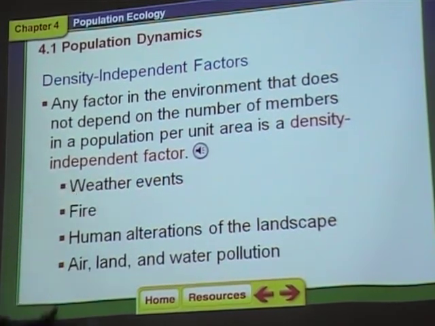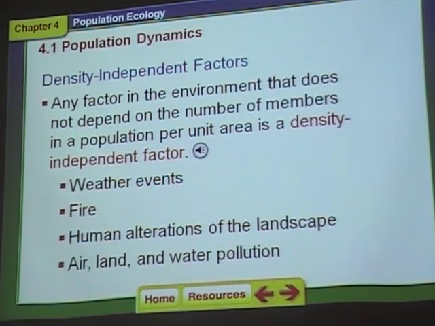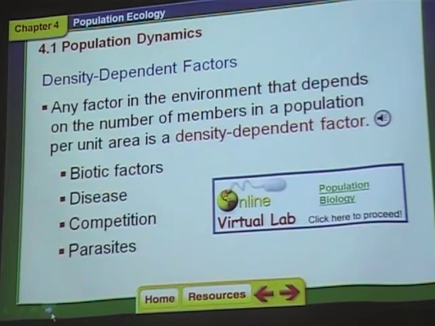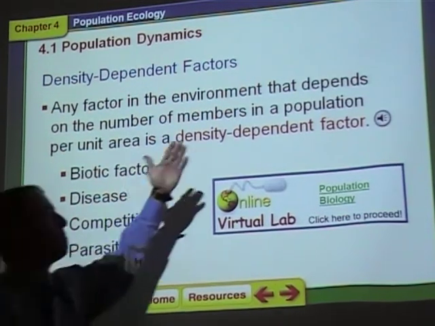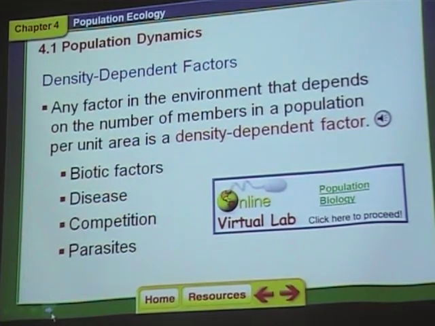Weather events like flooding, human alterations of the landscape, coming in and building a Walmart, pollution. These are density independent factors. It doesn't matter how big the population is. Different from density dependent factors. Those factors, it matters how big the population is.